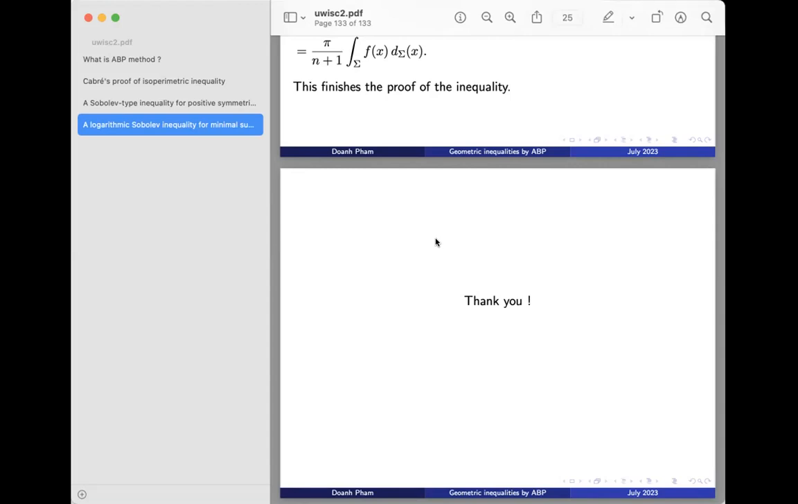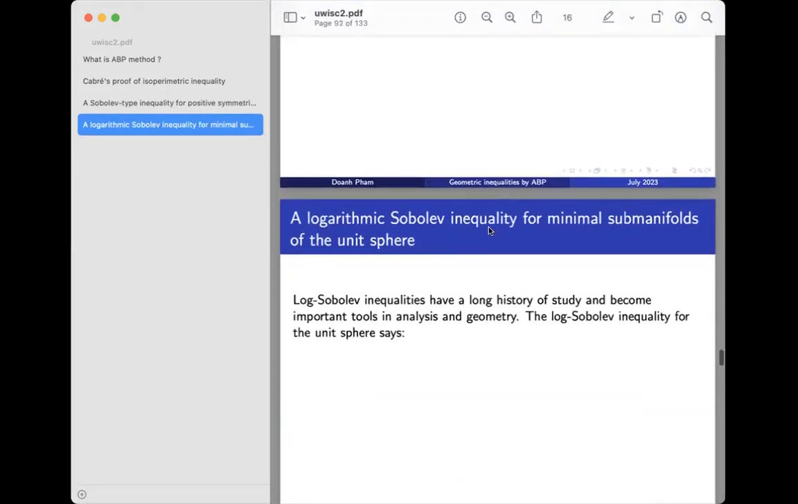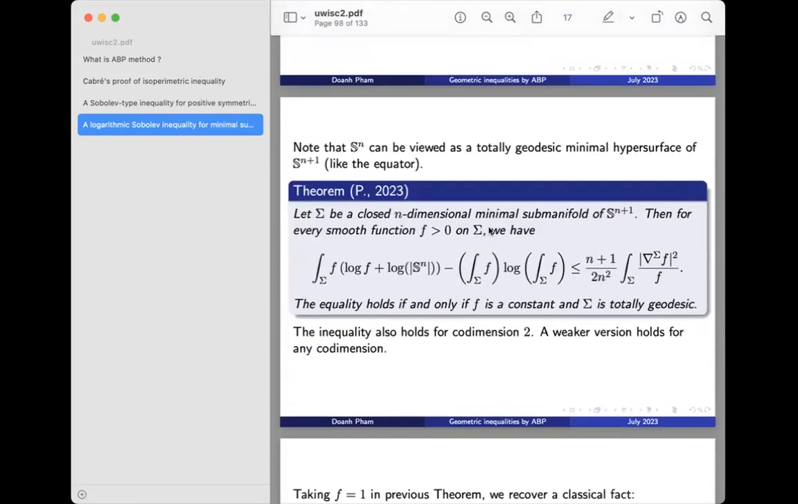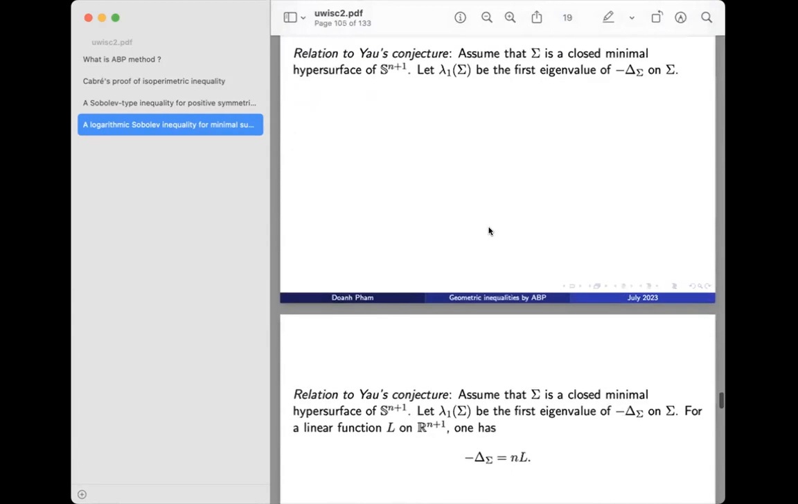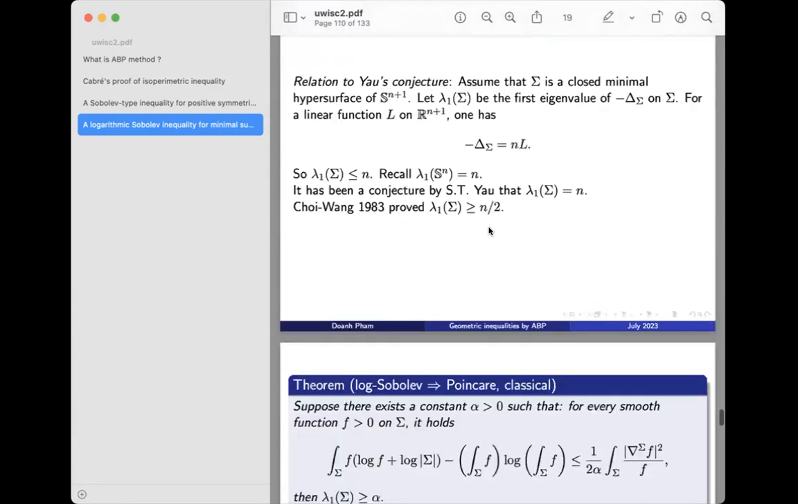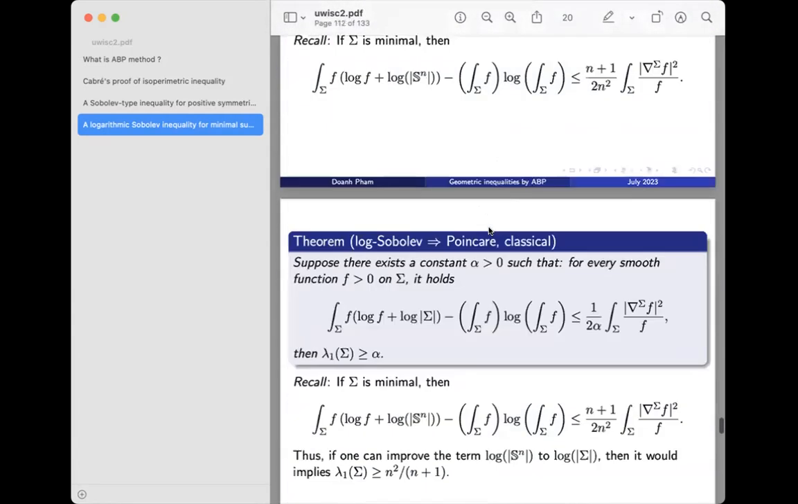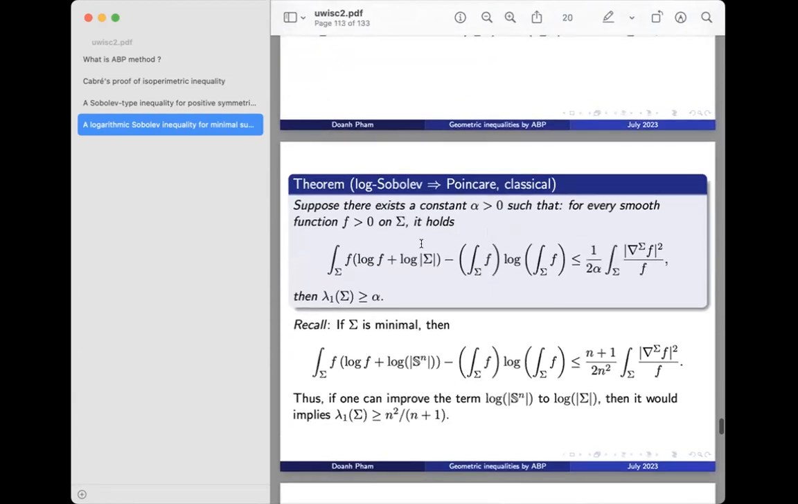And in your inequality, you said clearly that if you can replace the log of S^n by log of sigma, then you have a very nice bound, right? In principle, what would be the idea to do that?